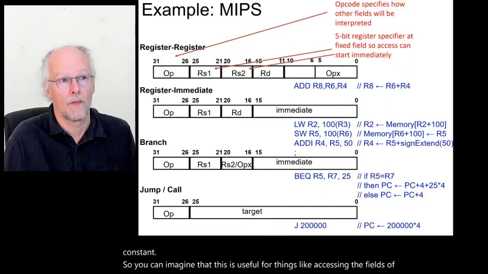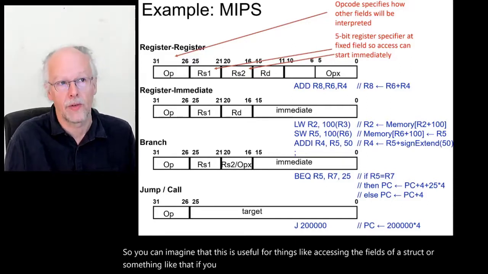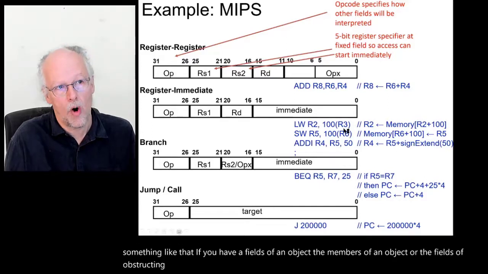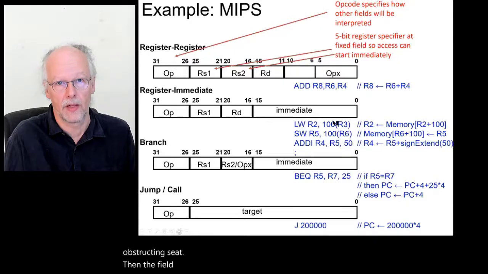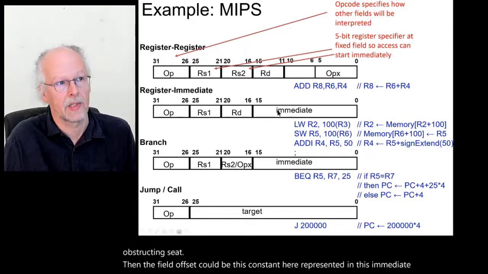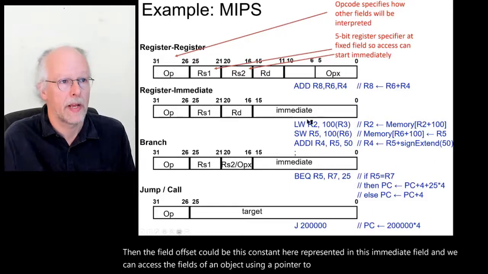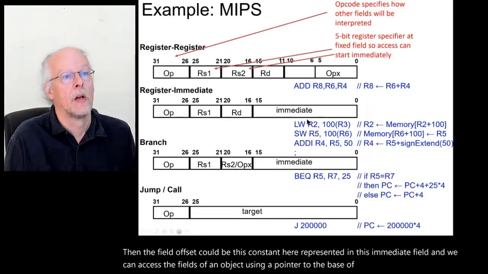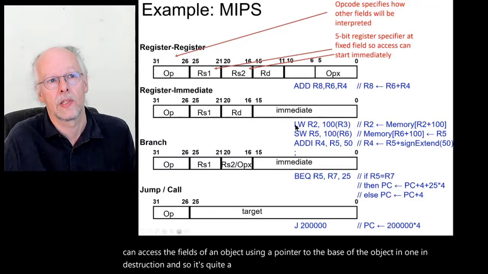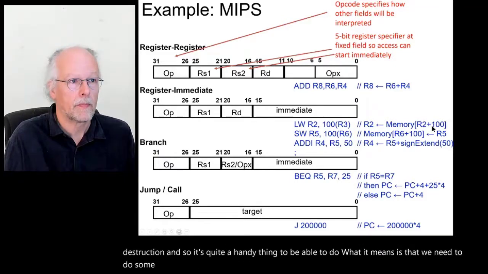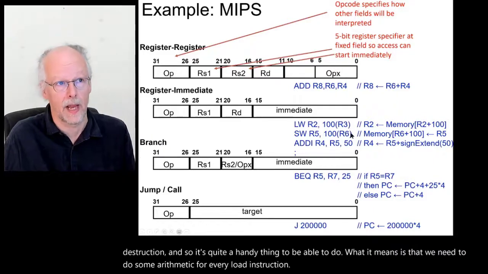So if you have the fields of an object, the members of an object, or the fields of a struct in C, then the field offset could be this constant here, represented in this immediate field. And we can access the fields of an object using a pointer to the base of the object in one instruction. So that's quite a handy thing to be able to do. What it means is that we need to do some arithmetic for every load instruction. Store instructions, basically exactly the same.